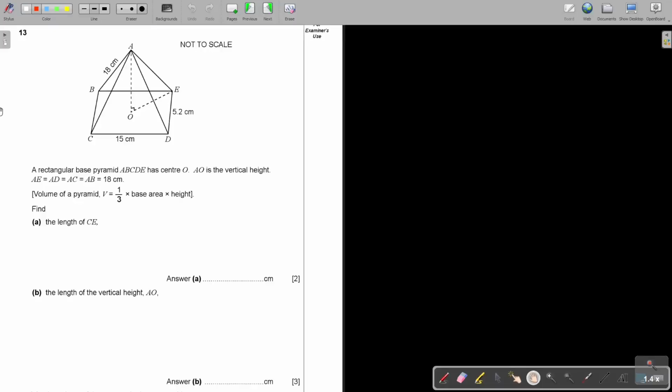Mathematics, Ordinary Level, Paper 2, 2023, Part 5. Let's start with question number 13.